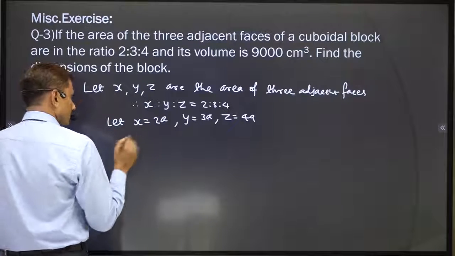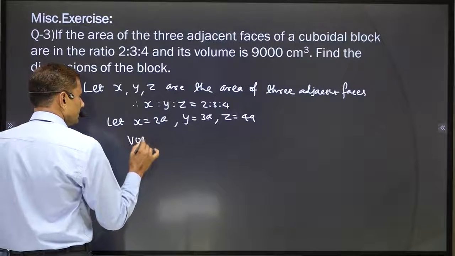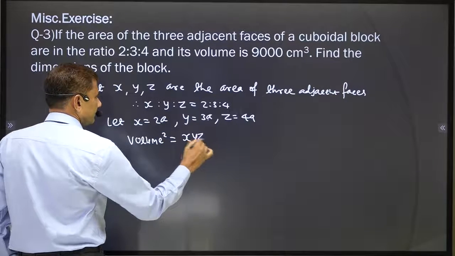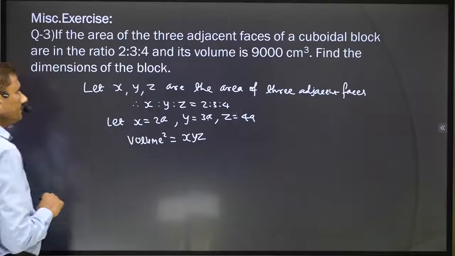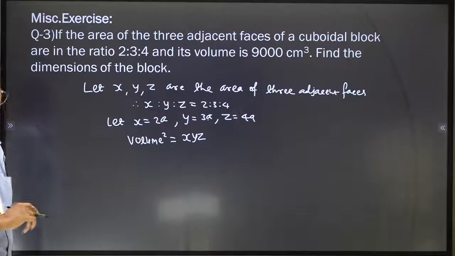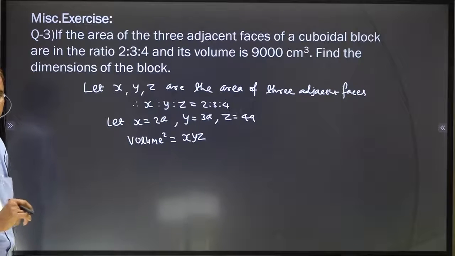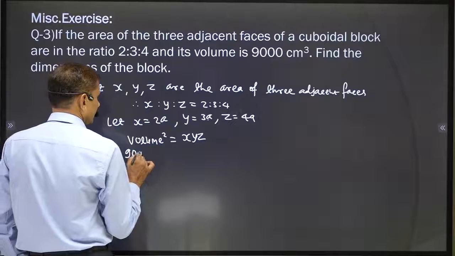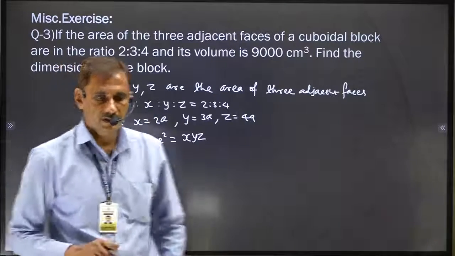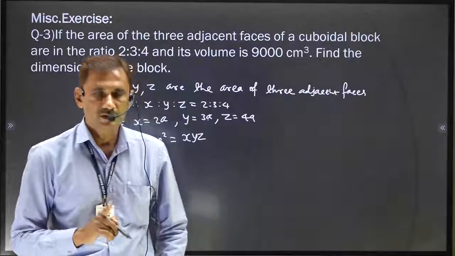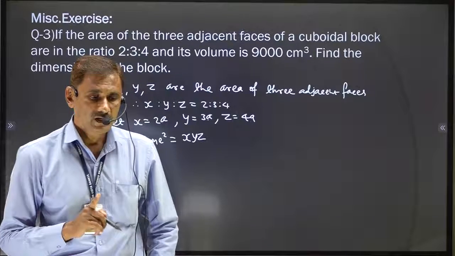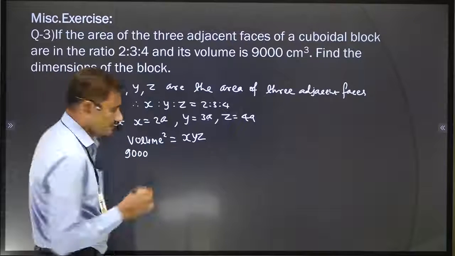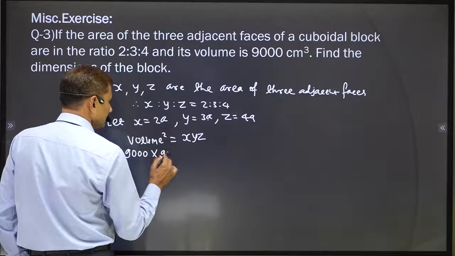Okay, now you know volume square equal to xyz. So volume is given. How much? 9,000. Volume is given 9,000. So I can write here 9,000. Okay, again see their result on page number 790. It is given V square is equal to xyz. Okay, and it is square, so I am writing it twice.